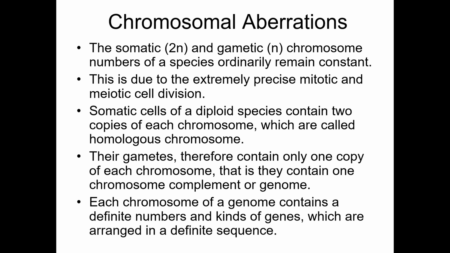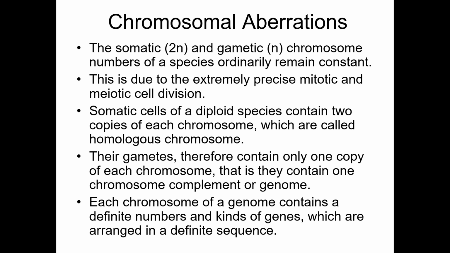This constant chromosome number is because of the extremely precise cell division, both mitotic as well as meiotic cell division, which are so precise that they ensure the chromosome number remains constant. Because in each step there's a proofreading mechanism, and if any small error occurs, in the majority of the time it is rectified and corrected. So that's why the chromosome number remains constant.